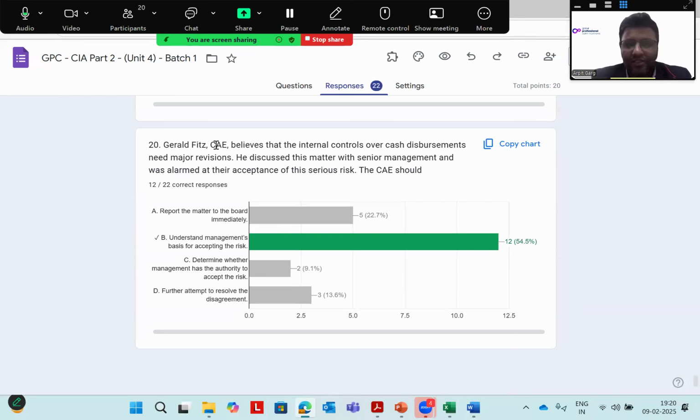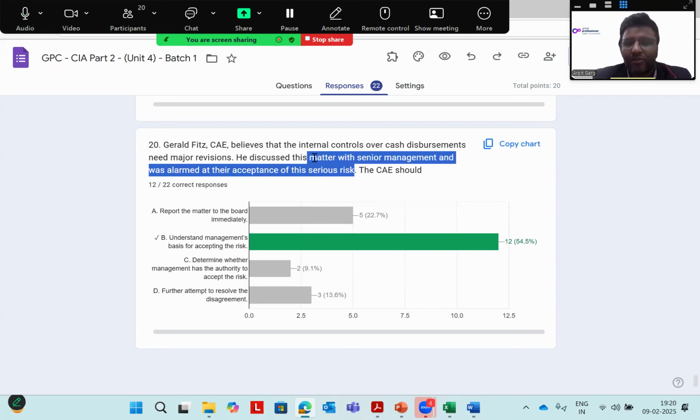It says Gerald, the CAE, believes that the internal control over cash disbursement needs major revisions. He discussed the matter with the senior management and was alarmed at their acceptance of the serious risk. What should the CAE do next?